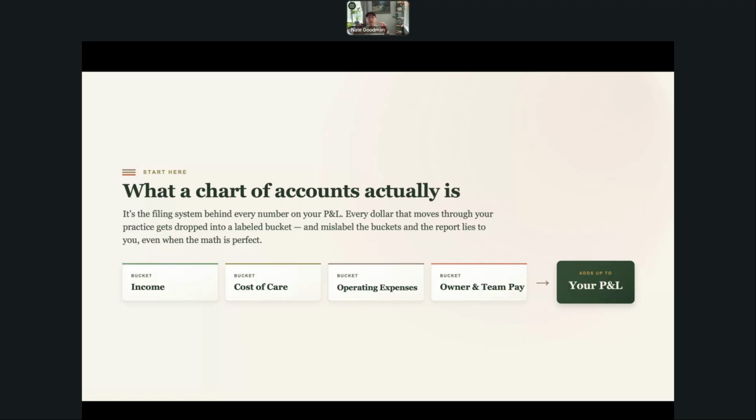So that is the chart of accounts for your profit and loss statement. There's additional accounts for your balance sheet, which is like your loans and your checking account and your money that you've invested into the company. But in terms of the P&L, these are the accounts that we would put, and these are the buckets that we would want to see on a chart of accounts.